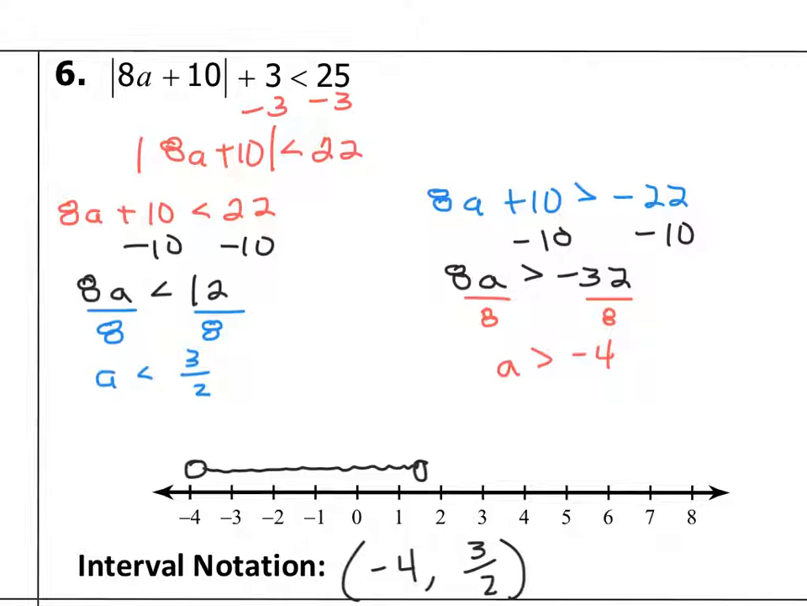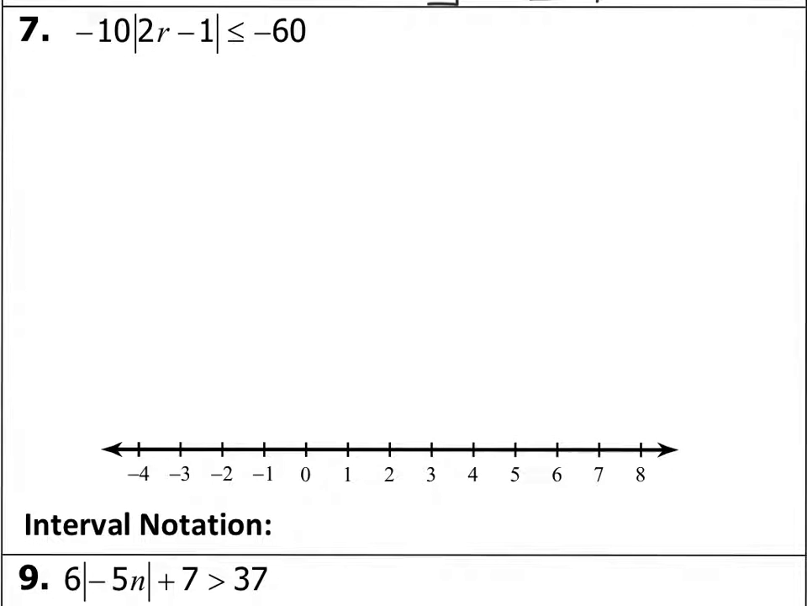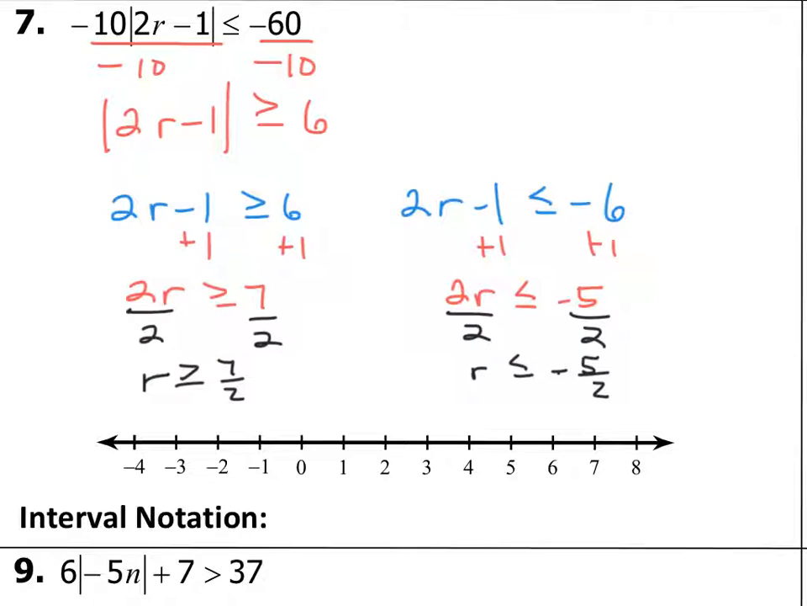Okay, so we have the lowest value, negative 4, and the highest value, 1.5. Of course, it's parentheses because neither one of them are equal to. Here's problem 7. Go ahead and work it and then check your answer. Here's the work for both cases.